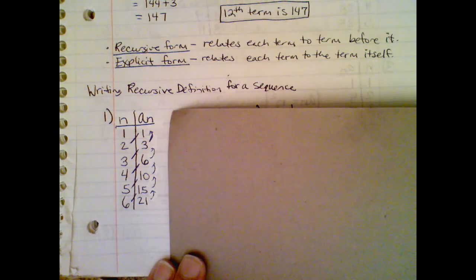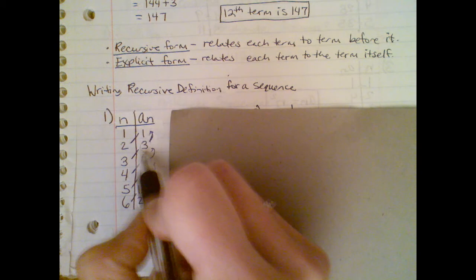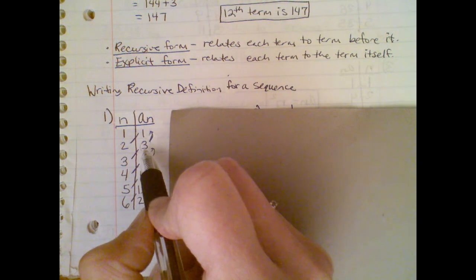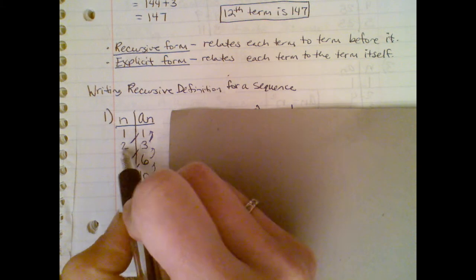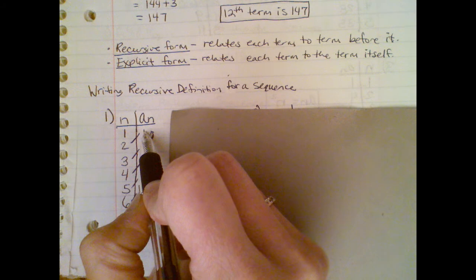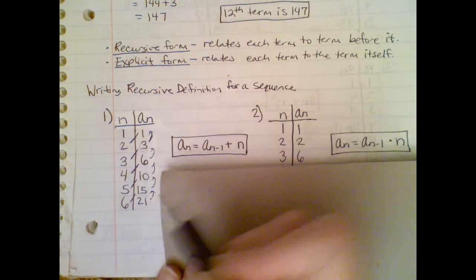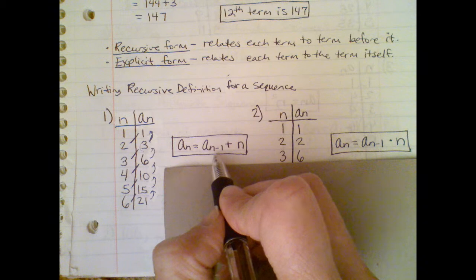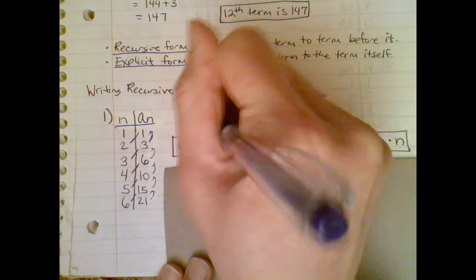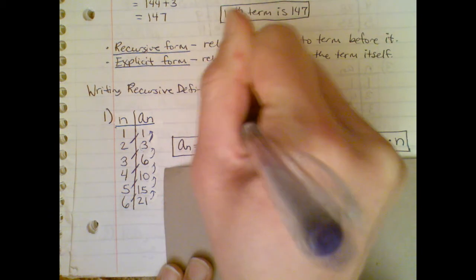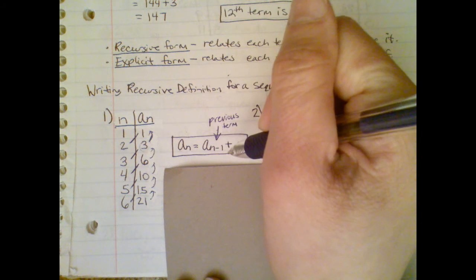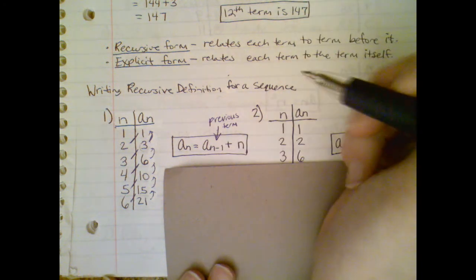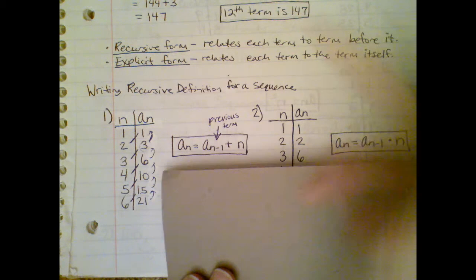So how I'm going to write this, I am to get this number, or a to the n, I'm using the n, so I would write it as a to the n equals n, and then I'm adding the previous term, so n plus a to the n minus 1. And that a to the n minus 1, that just means previous term. Okay, and so with our recursive formula, we're always going to have the a to the n minus 1 using that previous term somewhere in our equation. So let's look at the second one.